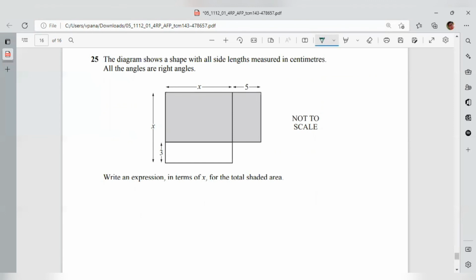So if this part is 3 and the total is x, the length of this part is going to be x minus 3. You got it? This is x minus 3. Now this total part is going to be x plus 5. Now the shaded area is a rectangle, and we know that the area of a rectangle is length times breadth, so area is equal to x plus 5 times x minus 3.